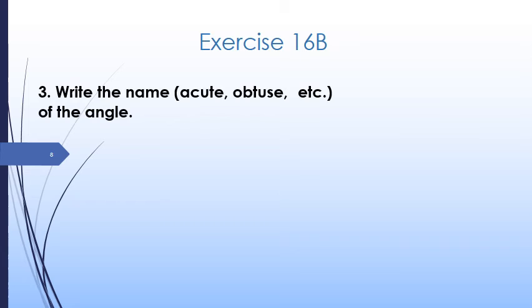So children, after revising how we form an angle and what do we mean by an angle, let's straight away come to the revision of exercise 16b. And let us do question number 3 of this exercise. Write the name of the angle. Children, you have already learned that we have different kind of angles like acute angle, obtuse angle, right angle, straight angle and complete angle. So let us see the first one.